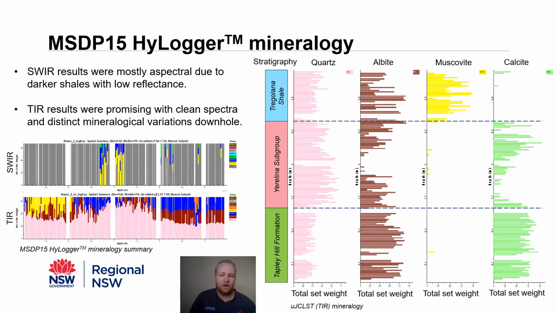On the right, I've plotted up thermal infrared mineralogy next to stratigraphy. We can see some clear changes with stratigraphic boundaries here. The top unit is mostly quartz, albite and white mica before a change to quartz, albite and carbonate in the Yarralina subgroup, and more carbonate, albite with lesser quartz in the Tapley Hill formation.